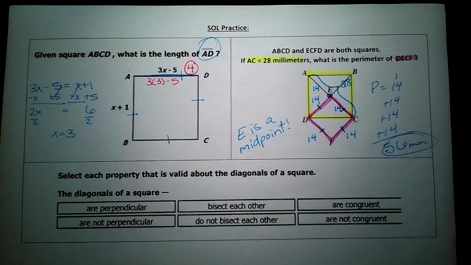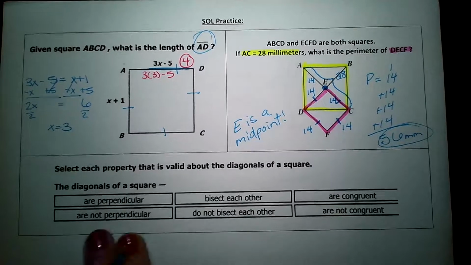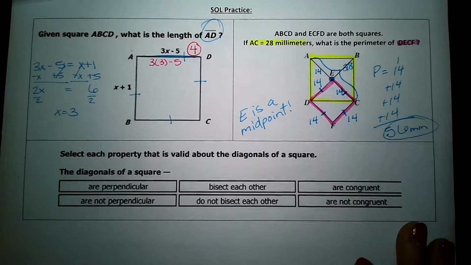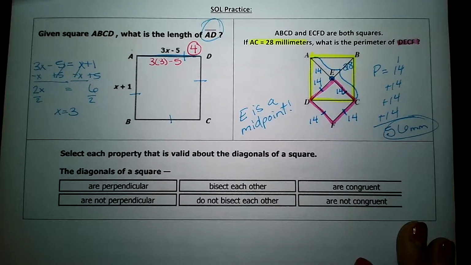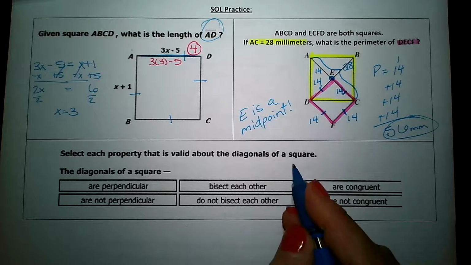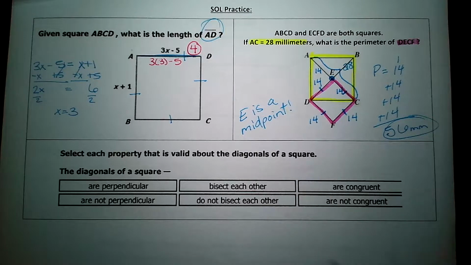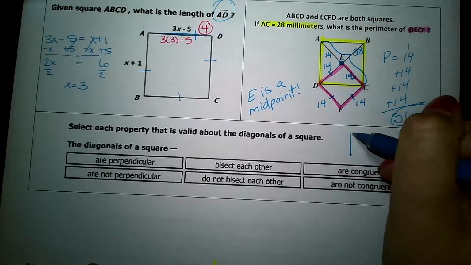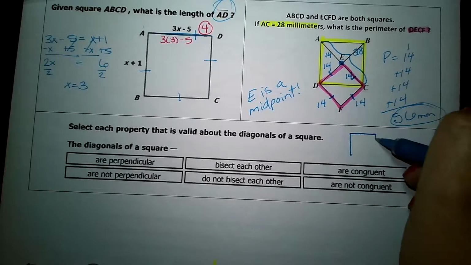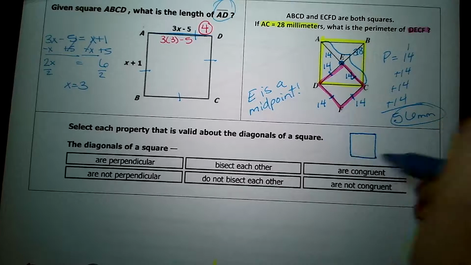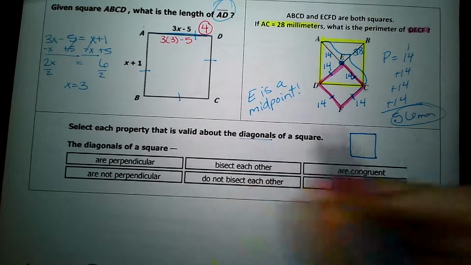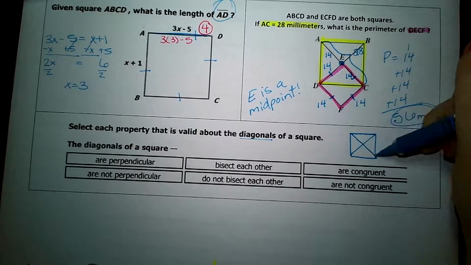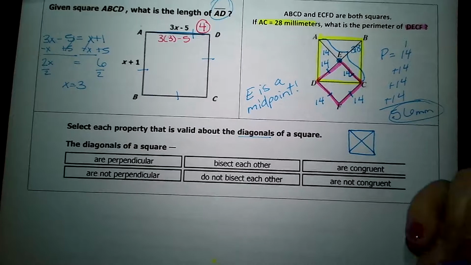All right, one final practice for us here, and this is not a problem-solving question. This is going back to the properties. Select each property that's valid about the diagonals of a square. So if you need a visual, draw the best square you can draw. I know it's probably hard to draw a perfect square. We're being asked about the diagonals, so draw in the diagonals. And let's answer these questions to the best of our ability.